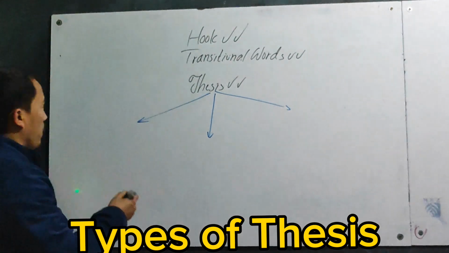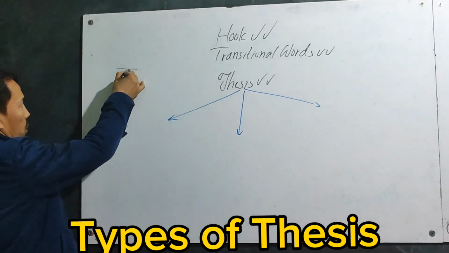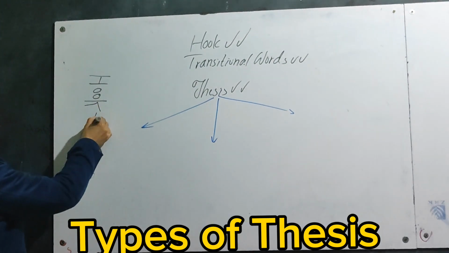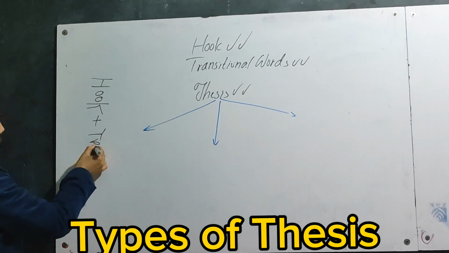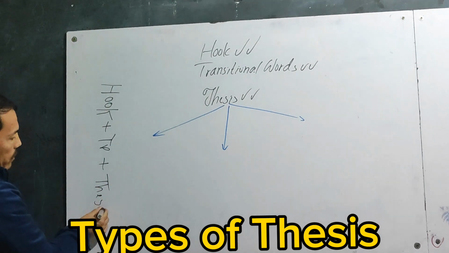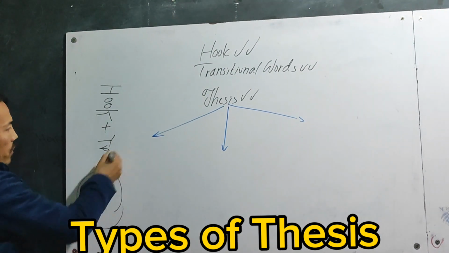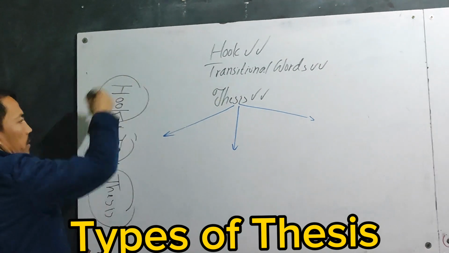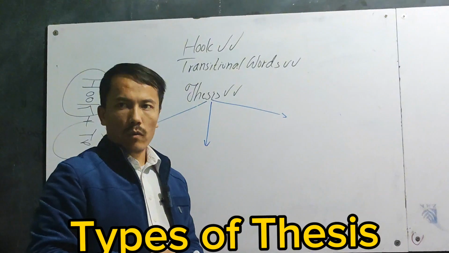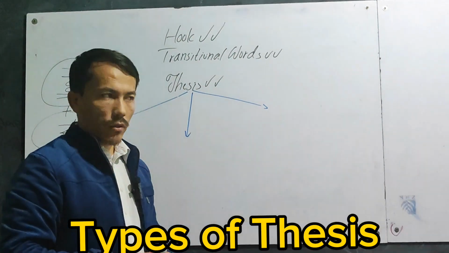And don't forget that the formula was using a hook, then we had transition, then what did we have? We have the thesis, yes or no? So we have transition and we have hook. So here, how many kinds of thesis do we have? We generally have three types of thesis.